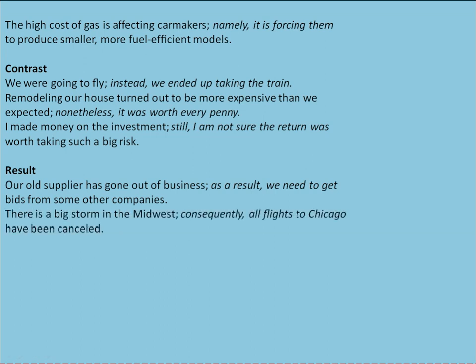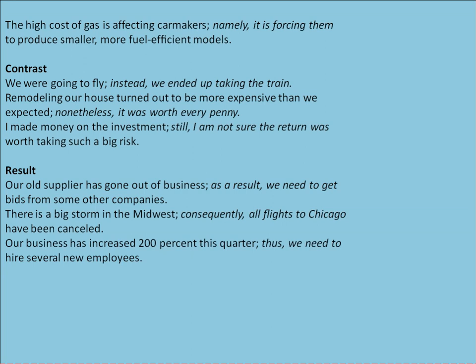This is a big storm in the Midwest, right? So consequently, what happened? All flights to Chicago have been cancelled. So consequently, as a result, accordingly, these are the words you use as conjunctive adverbs to show your result. Our business has increased to 100% this quarter. So what are you going to do? Thus, we need to hire several new employees, right?